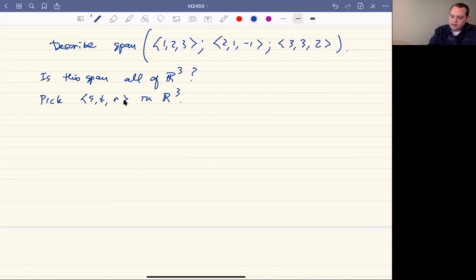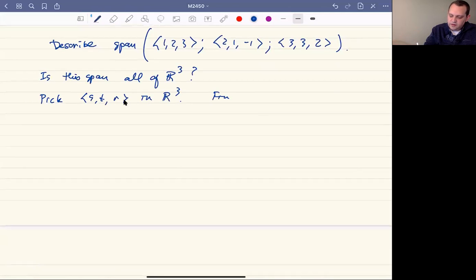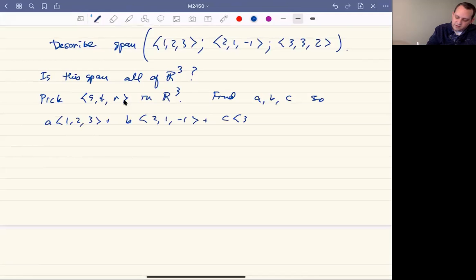Let's try and write this as a linear combination. So we want to find values A, B, and C so that A times the first vector plus B times the second vector plus C times the third vector is equal to S, T, and R. We multiply each of the vectors by A, B, and C, add them up, and then equate them to S, T, and R.